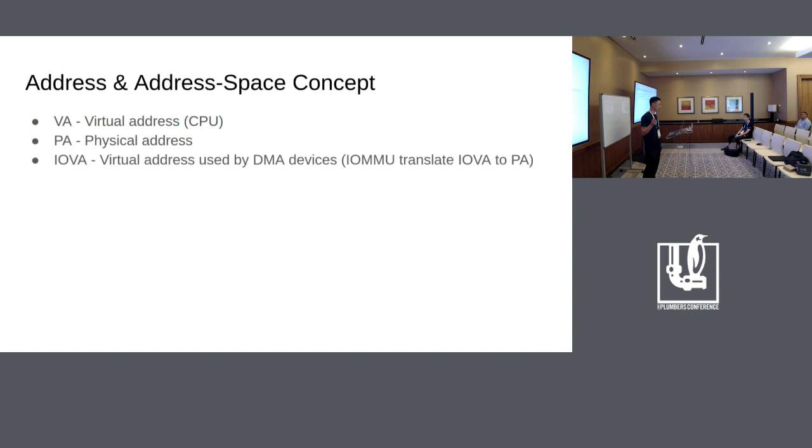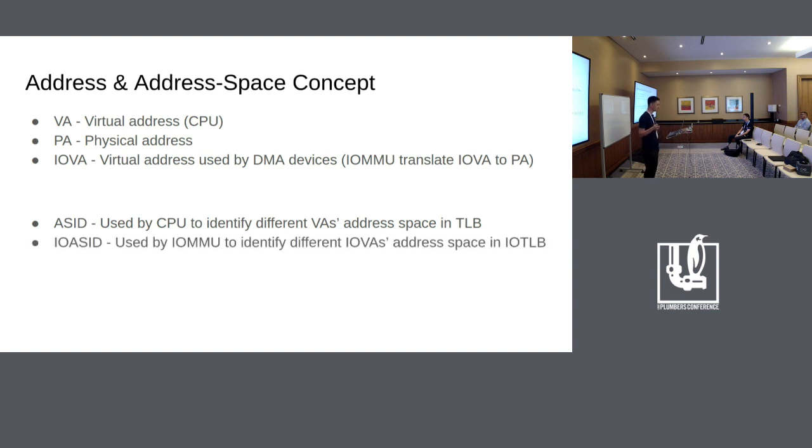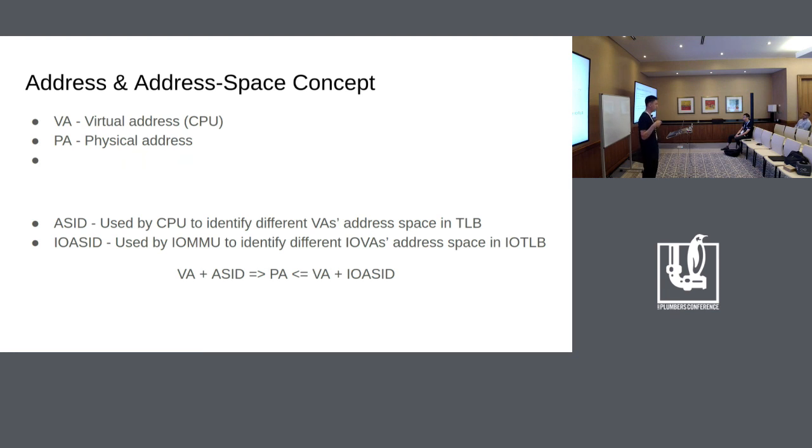So let's see the address concepts. VA means the virtual address, PA means the physical address, and IOVA means the virtual address used by DMA devices, and the IOMMU translates IOVA to PA. ASID is used by the CPU to identify different VA address spaces in the TLB, and IOASID is similar to the ASID, just used in the IOTLB. They could map to the same physical address. If we don't use IOVA and let the IOMMU reuse the CPU's page tables, then we call it shared virtual address or shared virtual memory. Those are duplicate names for the same concept. There are a lot of duplicate names that confused me for a long time, and I will show you next.